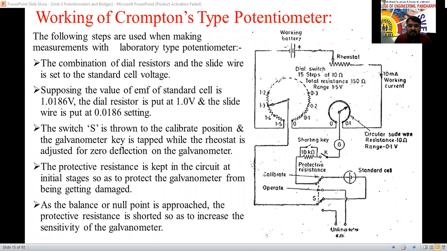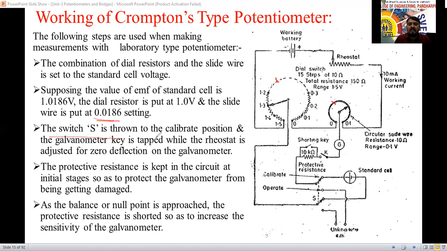In this one, the dial is kept at 1 volt, and the slide wire is set at 0.0186 here. Somewhere here they have kept 0.0186. It has 200 divisions, no? For that reason. Then what will happen?